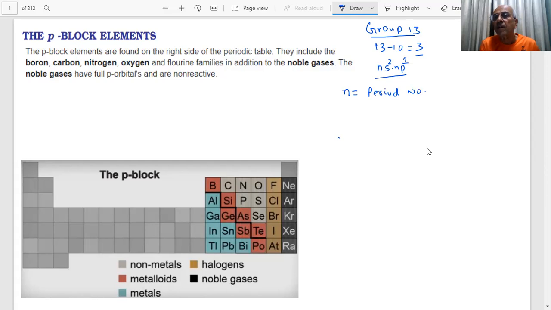So if it is the second period, there are two shells; third period, three shells; fourth period, four shells, so n equals 4. That helps us in writing the electron configuration of these elements.